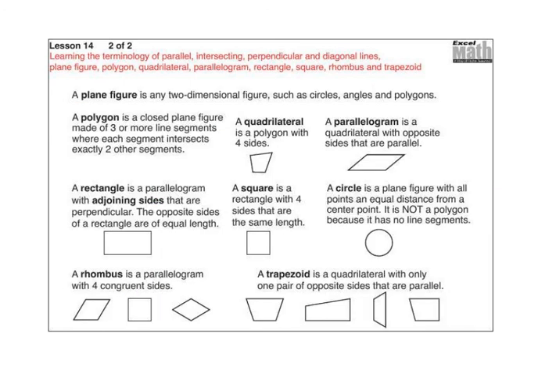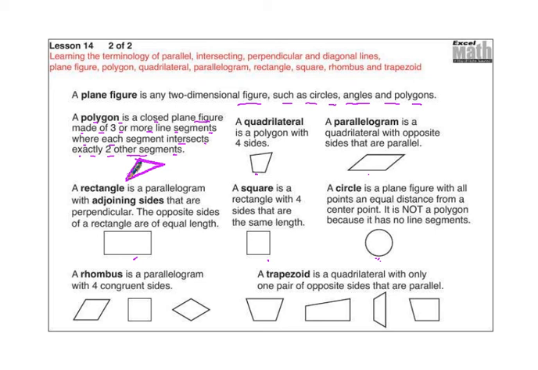All right, moving on. A plane figure is any two-dimensional figure such as circles, angles, and polygons. So plane figure means it's a flat shape, something that you can actually write on the paper. A polygon is a closed plane figure made of three or more line segments where each segment intersects exactly two other segments. So that's a real complicated way of saying that anything that's a triangle or has more sides than that is a polygon. You can have any of these. This is a polygon, this is a polygon, this is a polygon, this is a polygon. This is not, a circle is not a polygon because it does not have straight sides that intersect with each other.